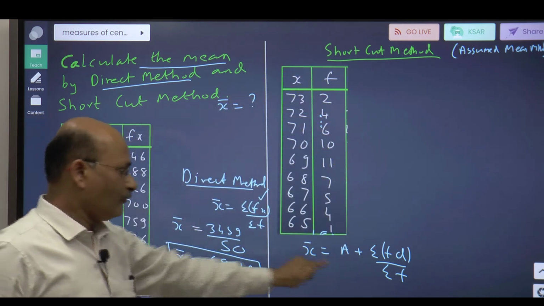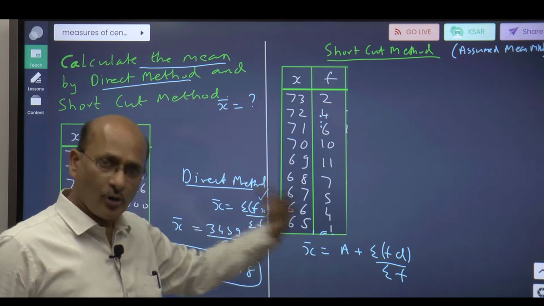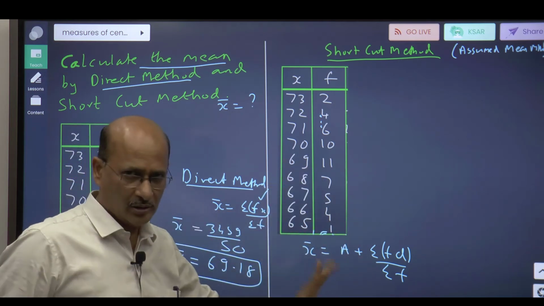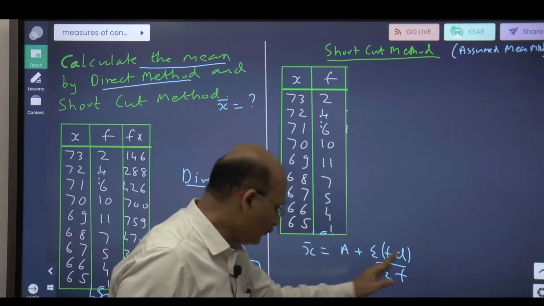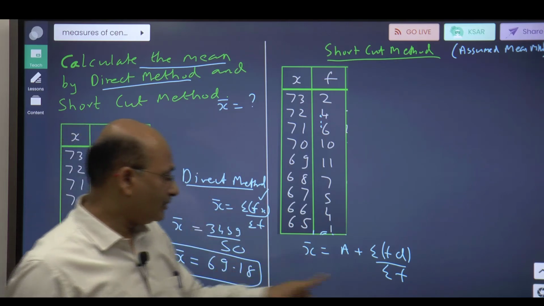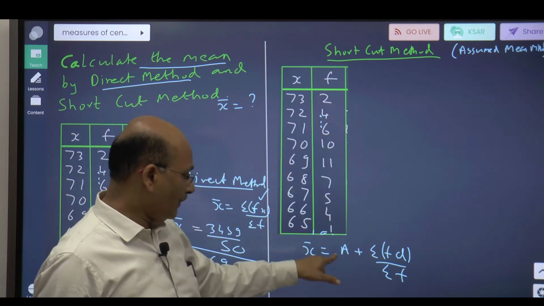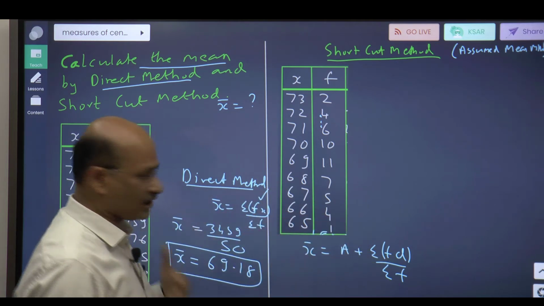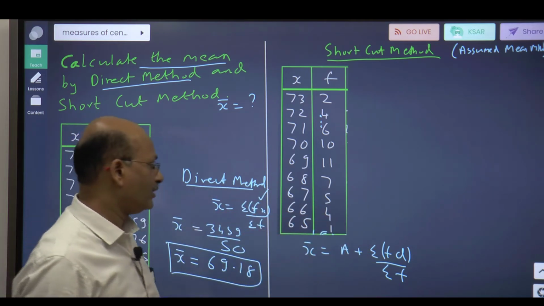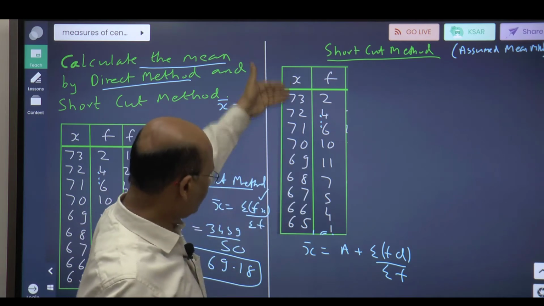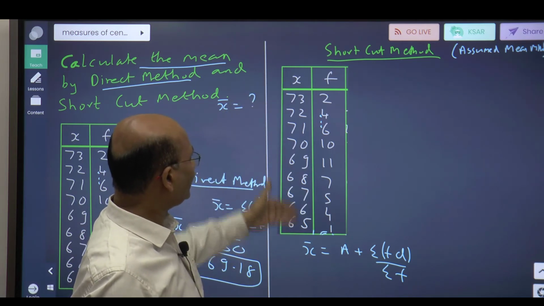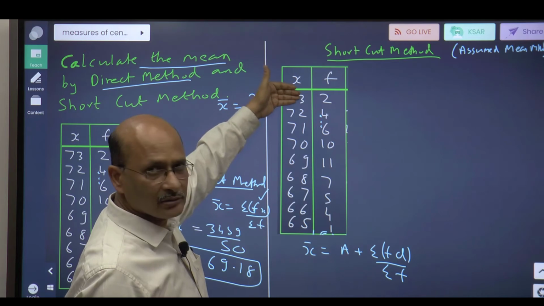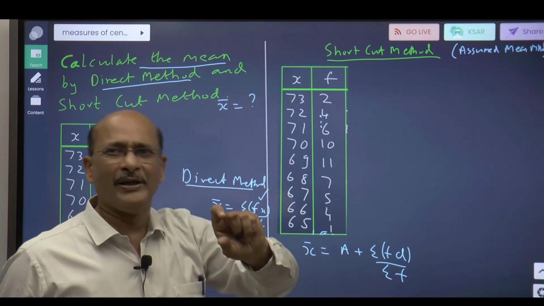So once you know the formula, you can use it for grouped as well as ungrouped data, no issue at all. If you see this, there are three terms. F is already given to you, but A and D are not. My humble request is, if you see the lowest value is 65 and the highest value is 73, take approximately the middle value.